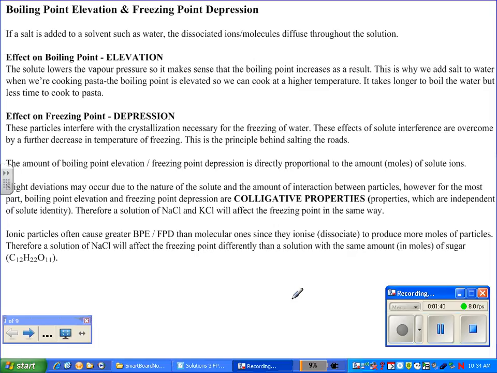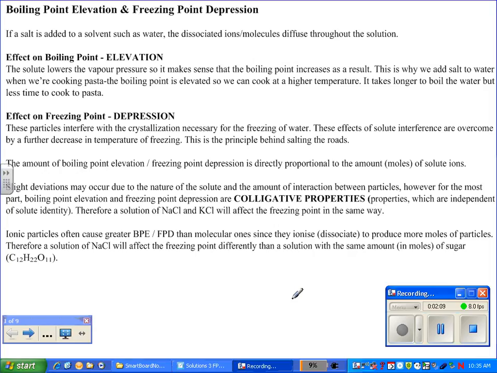A simple application of freezing point depression is how we salt our roads. When we have pure water compared to a solution where we've got a solute dissolved, the solution will actually have a lower temperature of freezing. And so this is why we salt the roads. By salting the roads, we allow the water on the roads to stay a liquid at lower temperatures.